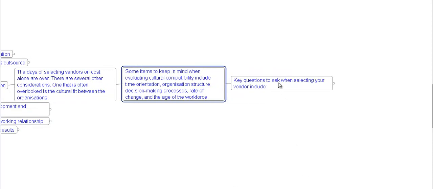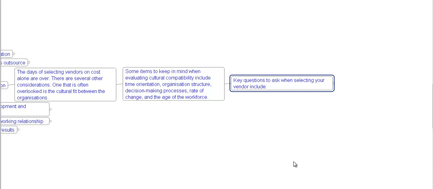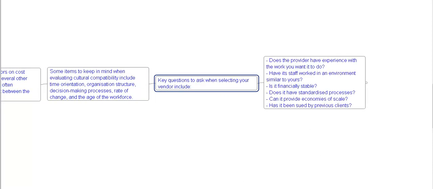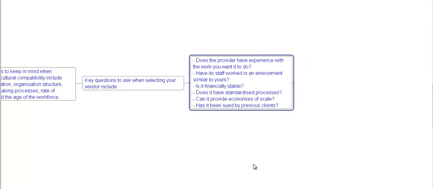Key questions to ask when selecting your vendor include: does the provider have experience with the work you want it to do? Have its staff worked in an environment similar to yours? Is it financially stable? Does it have standardized processes? Can it provide economies of scale? Has it been sued by a previous client?